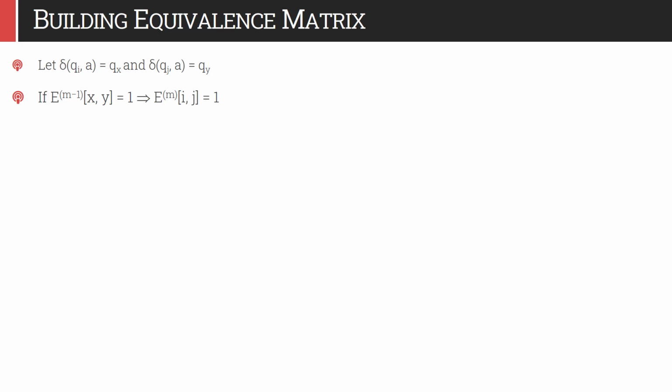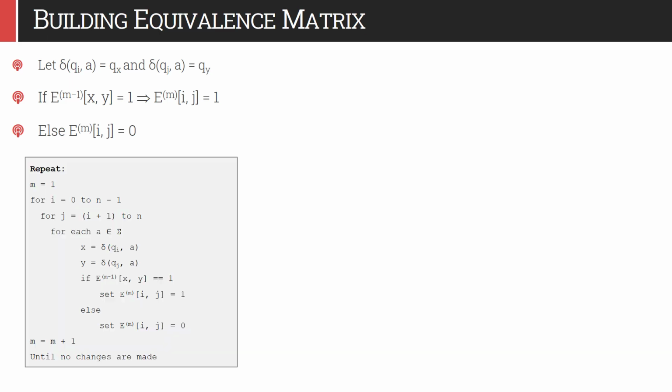If on the x, y position in E of 0 the value is 1, then the ith, j cell in E of 1 we have to set as 1. Otherwise, we will set that location as a 0. So this is the algorithm for that.